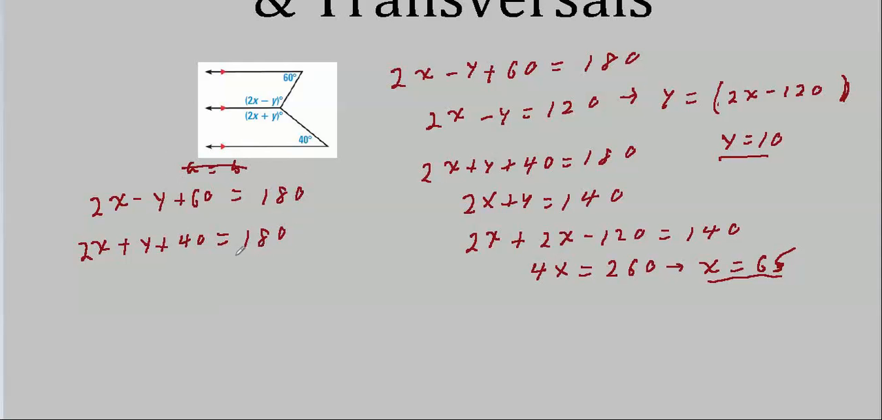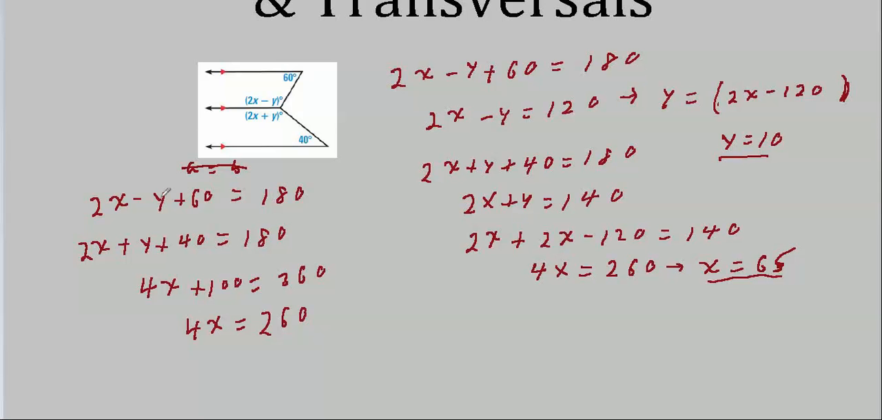Well, the most important thing I get is that I lose the y's. I get 2x plus 2x, that's 4x. I get minus y plus y, that's nothing. And I get 60 plus 40, that's 100. And over here I get 360. So, that's 4x equals 260, which is just like what I had over here. It's going to lead to the same conclusion. x equals 65, and when I plug that in here, I will get y equals 10.